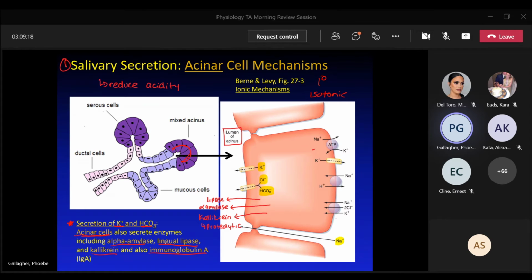So you don't have to worry about memorizing all of these little transporters. Just know this box and where it occurs, and you'll be fine. So your lipase is an enzyme that breaks down lipids. Your alpha amylase is going to break down starches. Kallikrein is a proteolytic enzyme. So those are the three. And then IgA should be pretty straightforward from immuno. IgA typically is going to be found in mucous membranes. So you're going to find it being secreted in your saliva to help protect against infections.